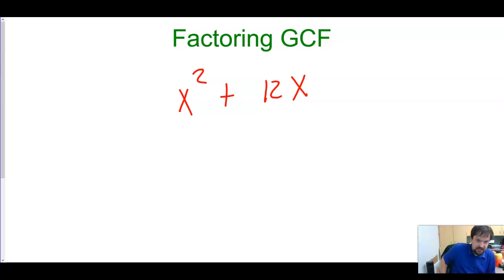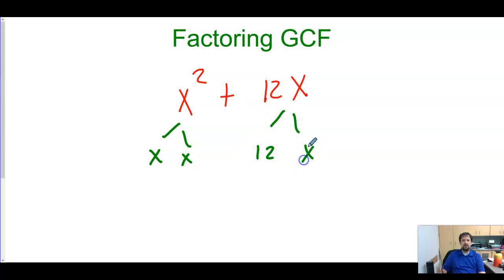Factoring GCFs. Okay, so basically what we're going to do is look at this as two different sides. We have two different terms. We have this term and this term, and we're going to look to see what they have in common, and we're going to take those out. So for example, x squared breaks down to x times x, and 12x breaks down to 12 times x. Okay, and I'm going to ask, what do they have in common?